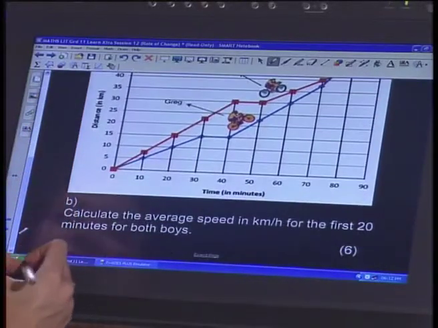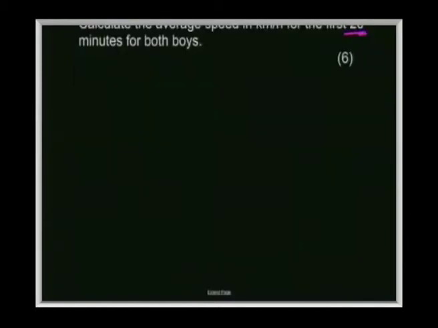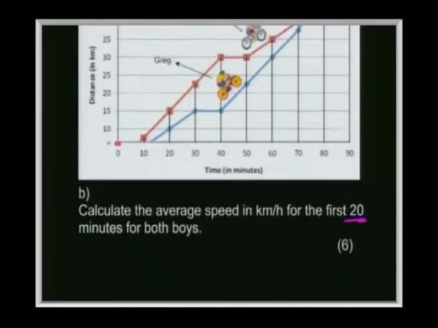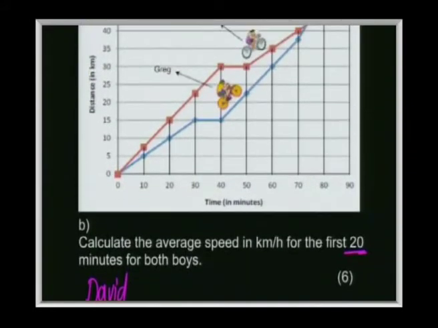Let's have a look at question B. Calculate the average speed in kilometers per hour for the first 20 minutes for both boys. Well, I think we're going to start off with David again. So let's just write here, David. And they said calculate the average speed for the first 20 minutes for both boys. So we're looking at our axes of time. And in 20 minutes, David is able to do 15 kilometers.